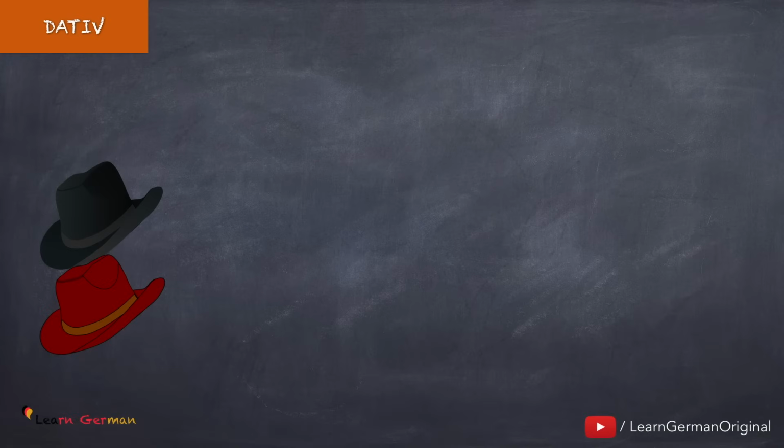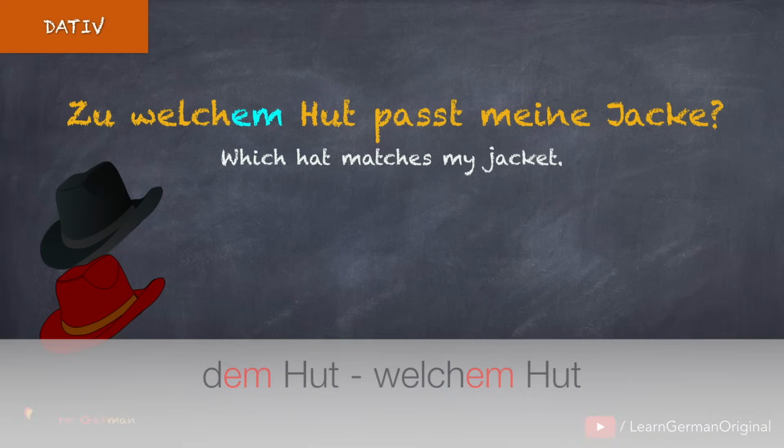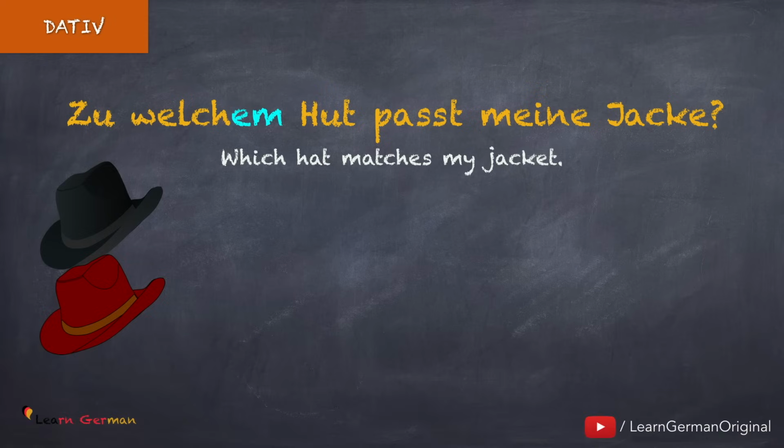Now let's move on to the third case, that is dative. In this case, Hut has to be either a dative object or a prepositional object with a dative preposition. So let's see what we have. Zu welchem Hut passt meine Jacke? Zu is a dative preposition. Hence, der Hut changes to dem Hut. Welchem takes the ending em from dem.